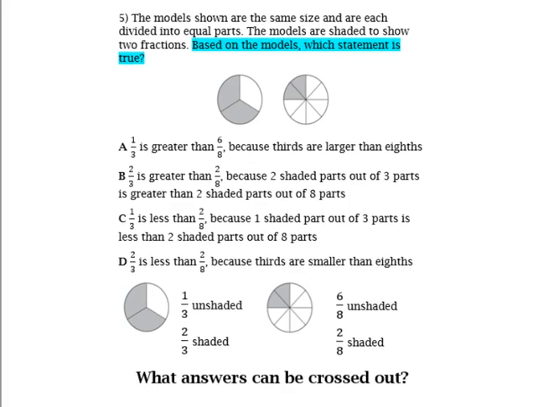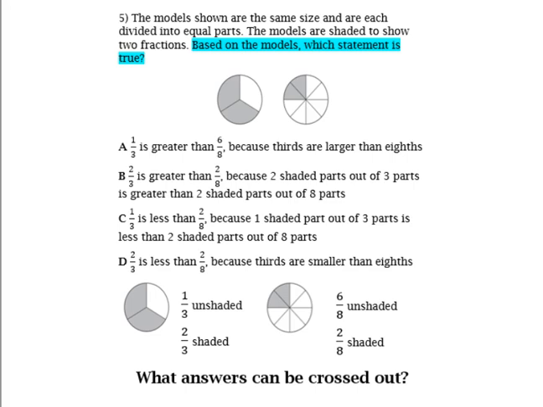All right, so let's ask our question. Are there any answer choices that can be crossed out? Let's take a moment and look. Okay, so A says 1/3, the unshaded part of the left-hand side, is greater than 6/8, which is the unshaded part on the right, because thirds are larger than eighths. So we're going to ask ourselves, is that correct? Is 1/3, the unshaded part on the left, greater than the unshaded part on the right?